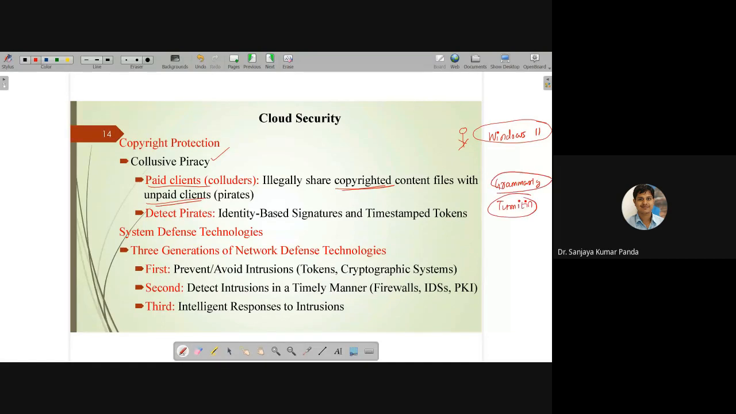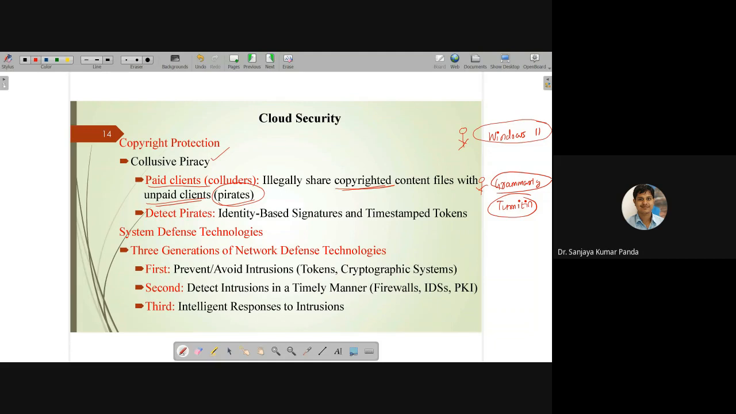Or their organization holds the copyright, but they illegally share it, let's say, with their friends, so that their friends can use their login to use the service. Or in the software case, they are getting the copy of that particular service and can use the services. So if you illegally share the copyrighted content with unpaid clients, or we call them pirates, that is called collusive piracy. So we can easily detect it.